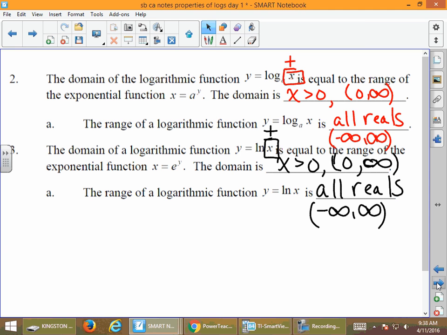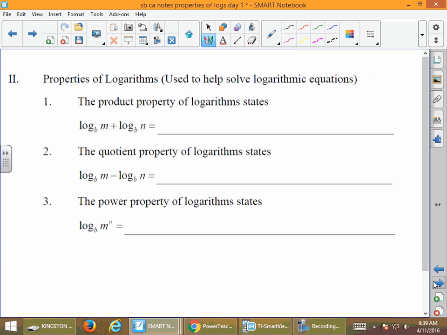What we're going to look at today is the properties of logarithms. And some of us have more experience than others with this. But there are 3 properties typically that we use. The first one is the product property. If we have 2 logarithms with the same base and they're added together, we can condense this logarithm down by multiplying the m and the n together.